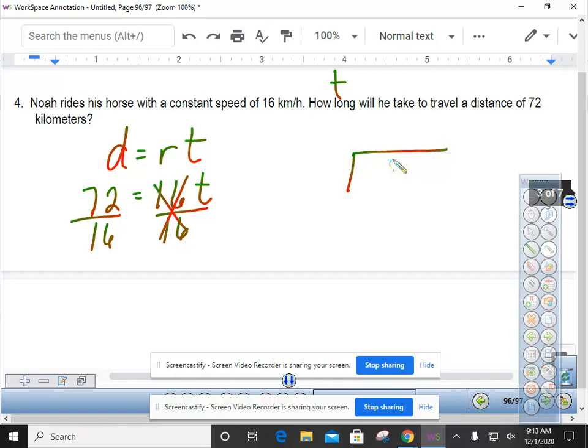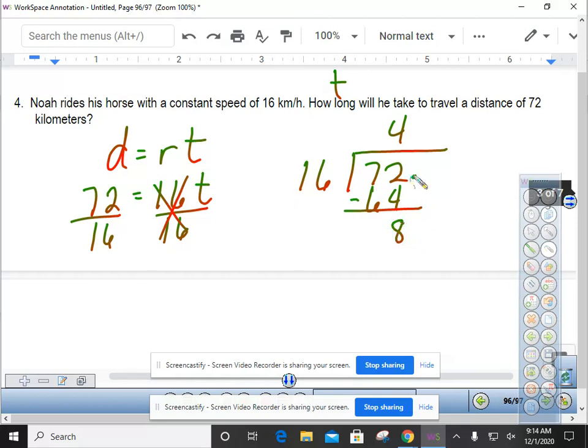When you divide, how many times does 16 go in? Try 4. What is 16 times 4? 64. You should write it down. 64. What do you have left? 8.